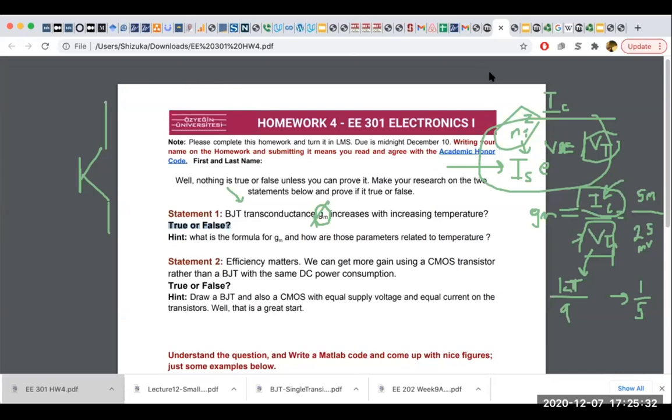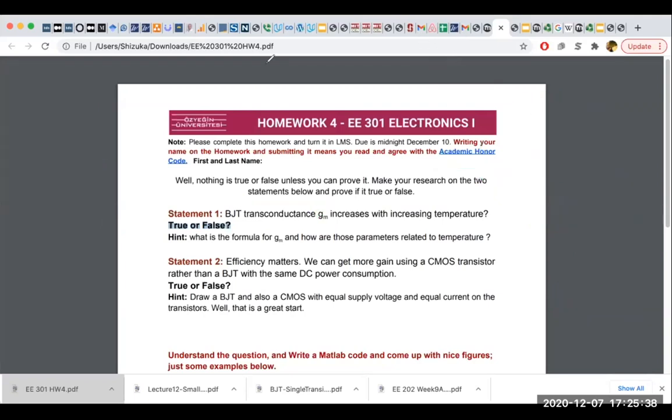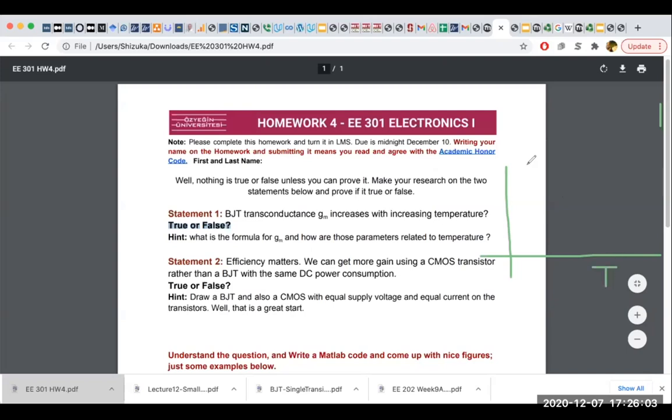And I am asking you not just to tell me, hey, it increases or it decreases. I am asking you to find this equation and to draw it in MATLAB. Define that equation, write the formula in MATLAB, code it, and in MATLAB you will get me a curve. This is the temperature, this is the GM. It might be this, it might be that.